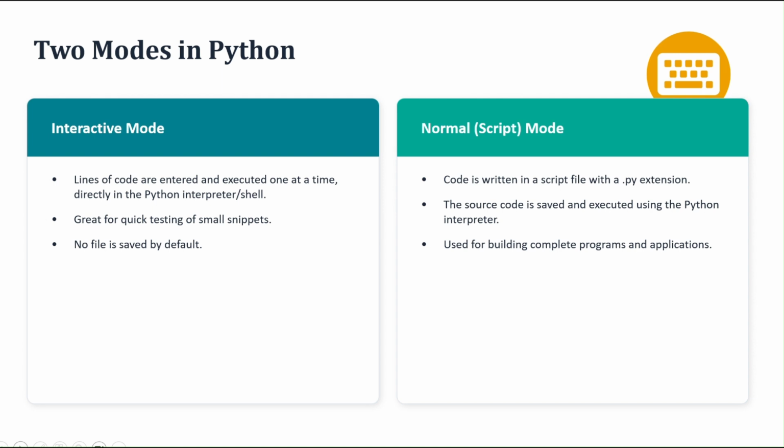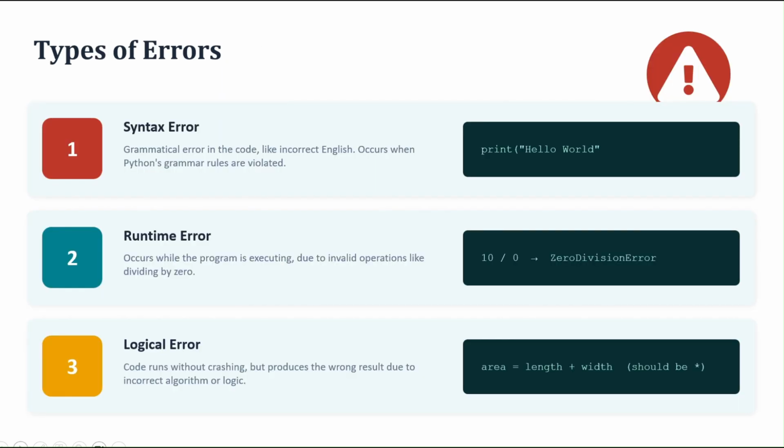Second, script mode, also called normal mode. This is where you write your actual code in a .py file, save it, and run the whole thing. This is what you'll use 99% of the time when building real projects. Think of interactive mode like a calculator, great for quick math. Script mode is like writing an actual program. Makes sense, right?